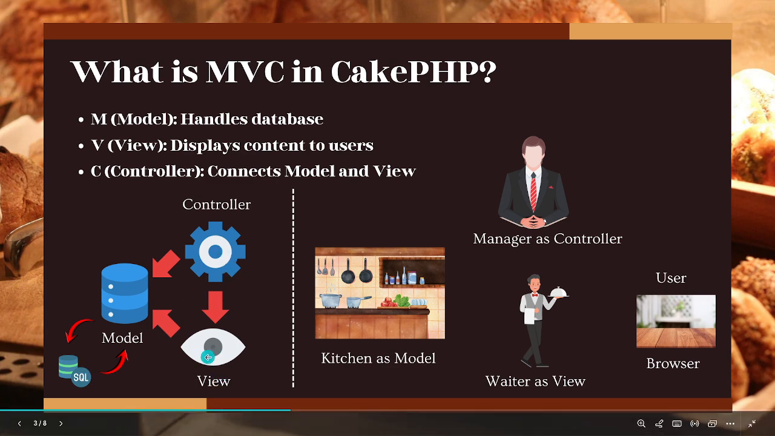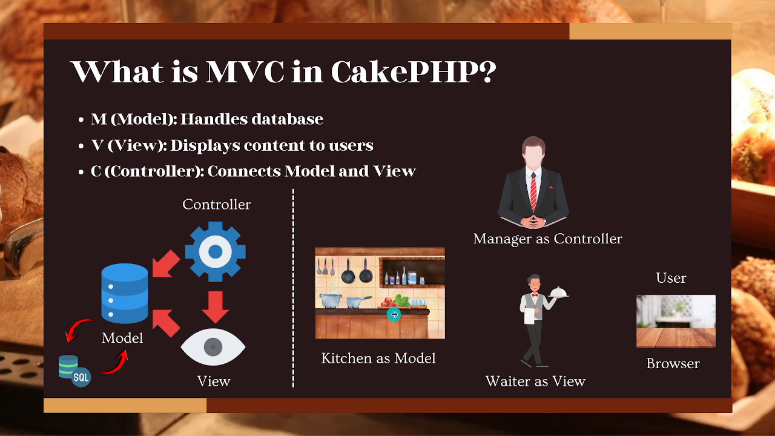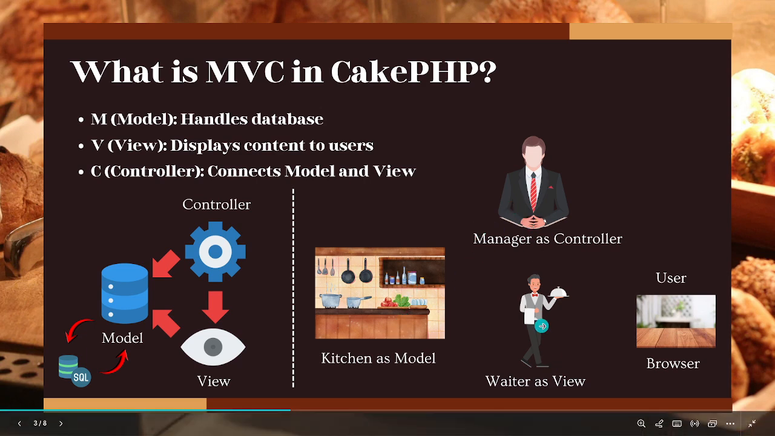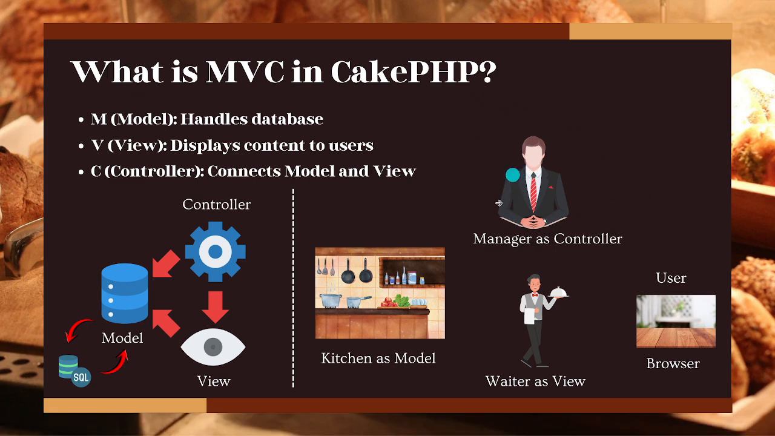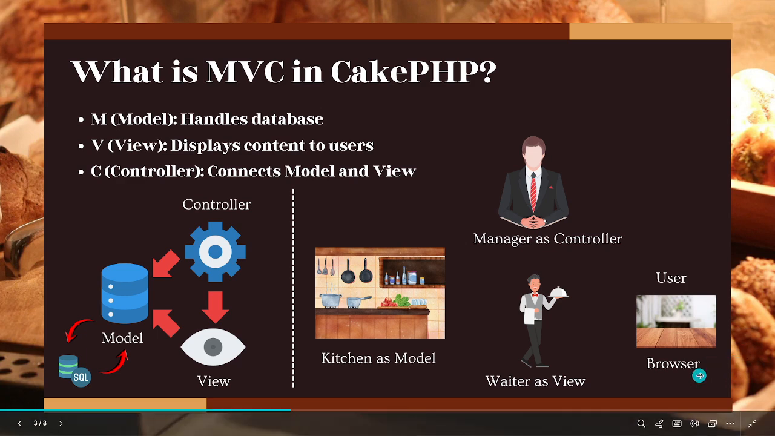Similarly, in a kitchen there are many items: utensils, Maggi items, vegetables and fruits, and the manager is the controller. He controls the kitchen, and he can also control the waiter. So the controller is the main person, you can think of him as a manager, and the user is like the browser. The view serves the user and browser, that's all. I think that is clear.